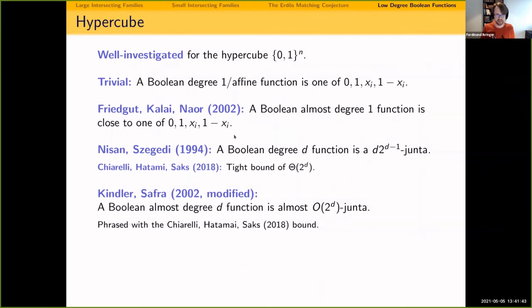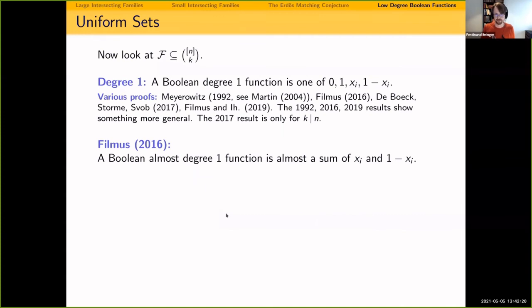And there are similar things in more generality. For example, a Boolean degree D function one can show is always a Junta, so you can make your n arbitrarily large, but if you have a degree D function for fixed D, it will only depend on a fixed number of elements. And you can always say the same for almost degree D. So this is something that was investigated for a long time. And you can always investigate the same questions for the structures I'm discussing, like for k-sets.